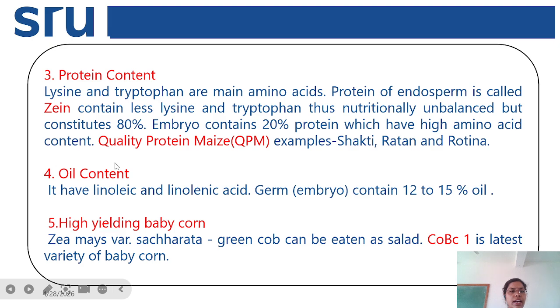And next is oil content. Here, the maize embryo has around 12 to 15% of oil content. It has linoleic and linolenic acid, which are unsaturated fatty acids. And next is high yielding baby corn. The scientific name of baby corn is Zea mays var. saccharata. Generally, these green cobs are eaten as a salad. For that, the best variety of baby corn is Co-BC1.